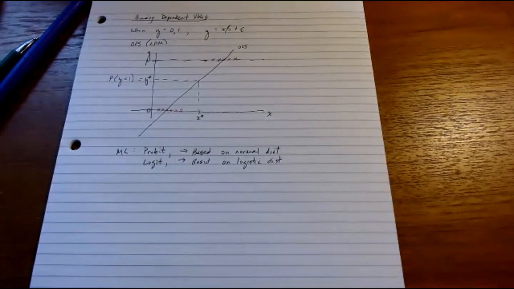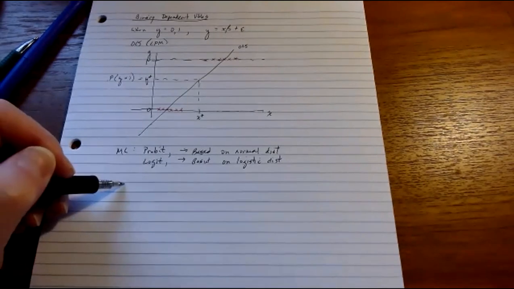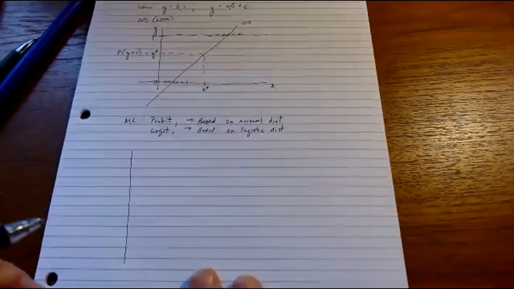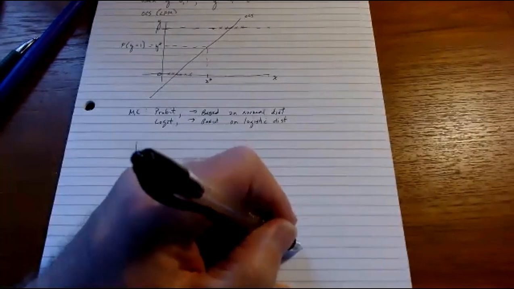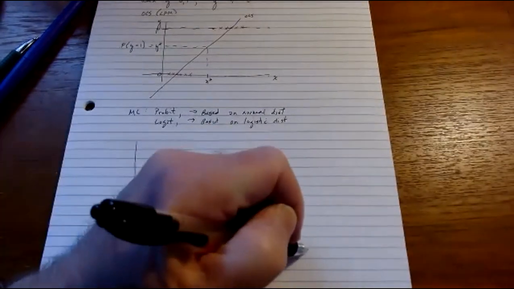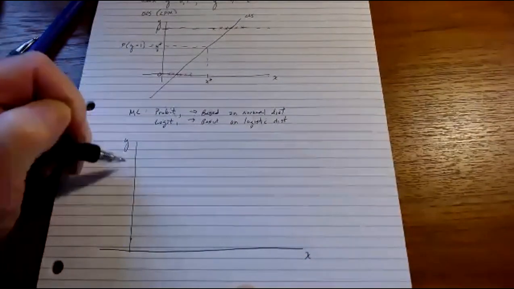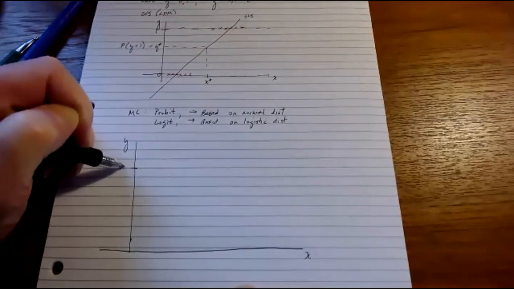The logit, the normal and the logistic distributions look very similar. They're both symmetric distributions. And regardless of which one we use, the approach is to do this.